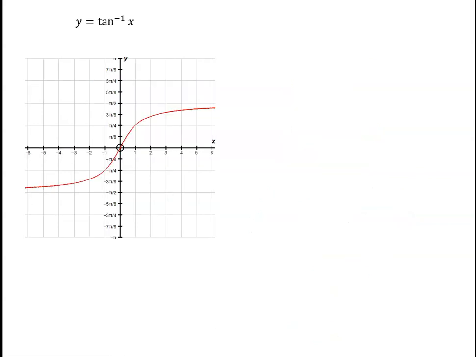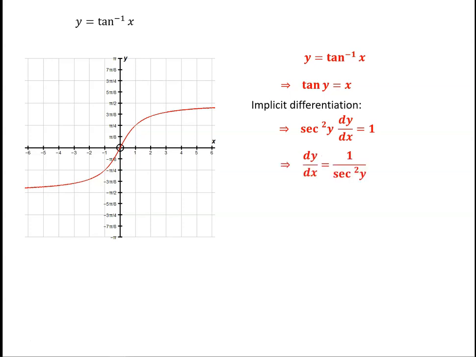For the next result, we're going to look at y equals tan to the minus 1 of x. I mean, you can see what its graph looks like. If we've got y equals tan to the minus 1 of x, then that is the same thing as saying tan y is equal to x. Again, we're going to differentiate this with respect to x, which will require implicit differentiation. Derivative of tan is sec squared, so we've got sec squared y dy by dx must equal 1. In other words, dy by dx is 1 over sec squared y.